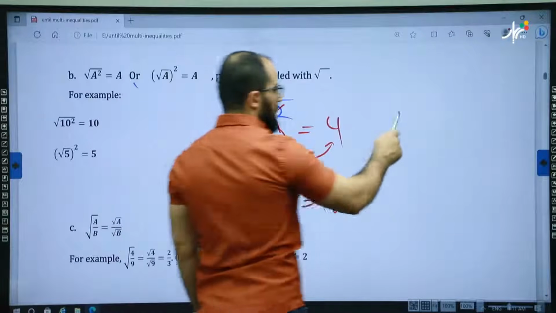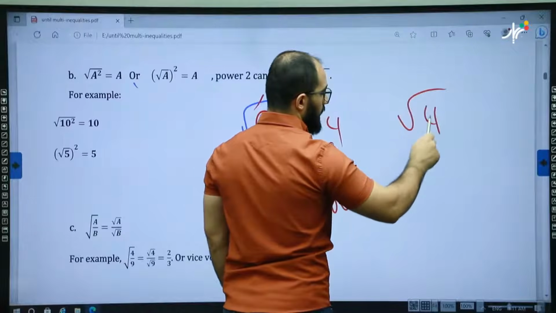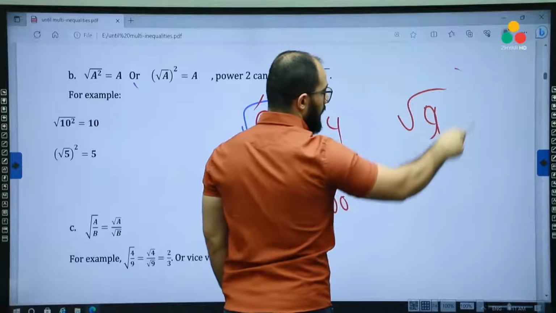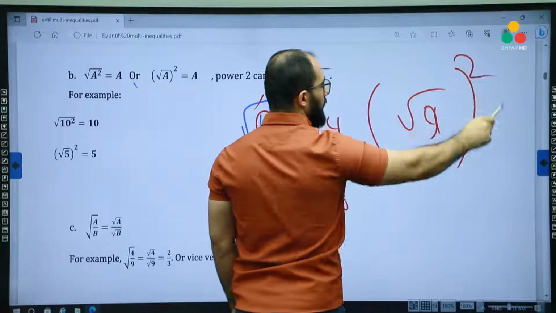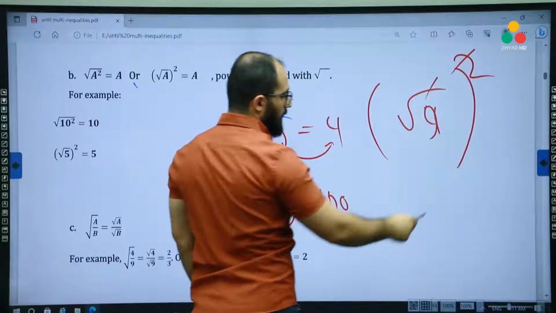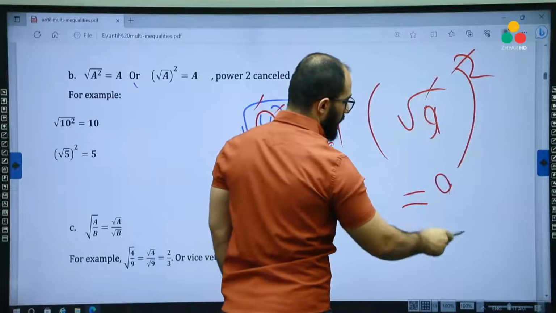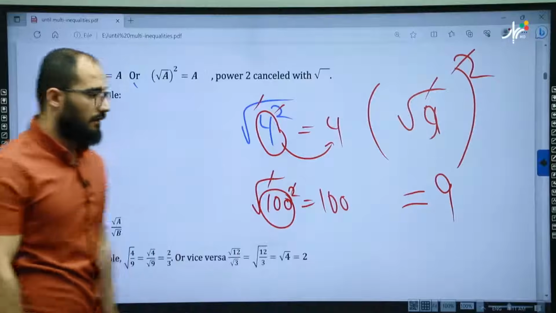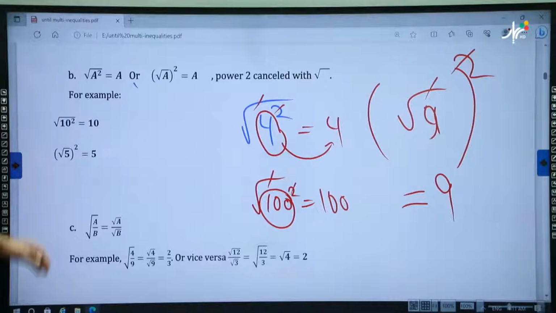Or it says the square root of 4, or let's say 9, all of them to the power 2. Again, the power 2 and square root cancel, then 9 is left. Okay, this is about the second rule.